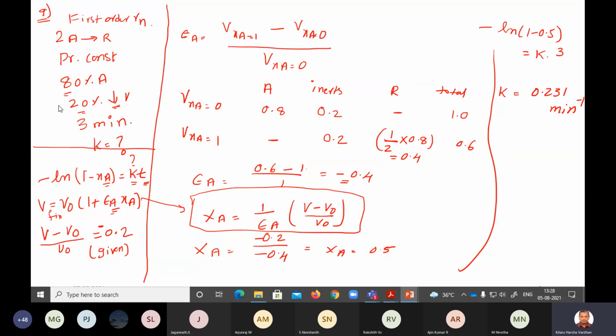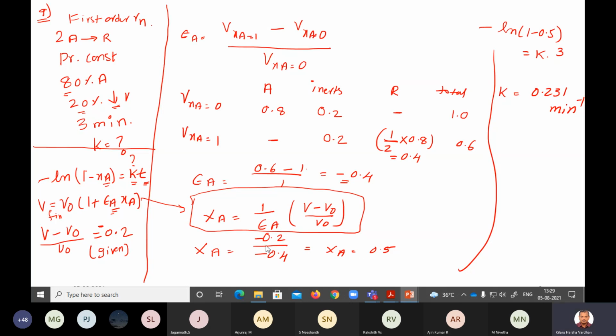So minus, why are we getting it? Because the volume is decreased. If the volume is increased, you put positive. That will happen when you are getting A is 4R. The volumes are increased, therefore you get positive here and positive here also. So this particular quantity is 0.2 and this is minus 0.4, so minus minus cancels. XA you are getting as 0.5.